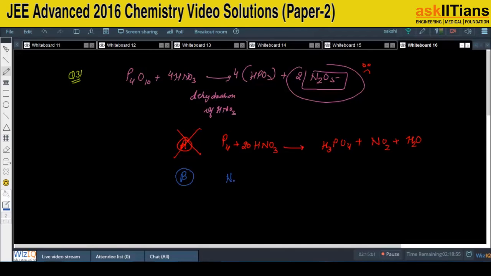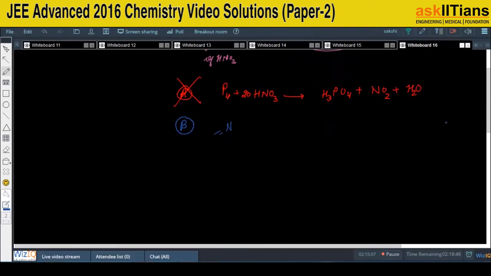nature, and that's a well-known fact. The structure of N2O5 will be something like this. Let me draw the structure. So you have N double bond O and then you have O. It should be forming a bond with O, so it should be like N, and then you should have double bond O and then you have O. That means there will be no unpaired electron present, and hence you can say it will be diamagnetic in nature. So option B is correct.